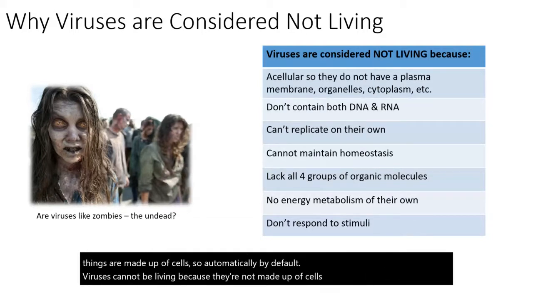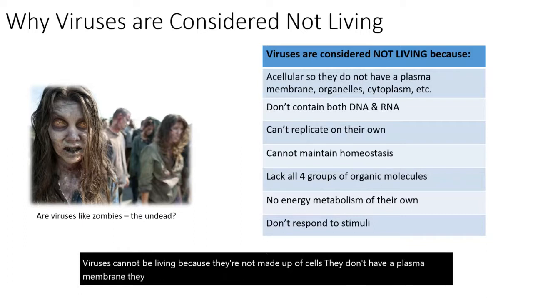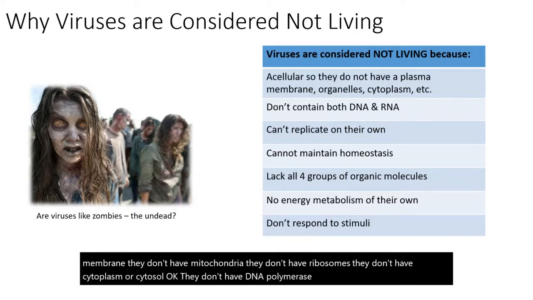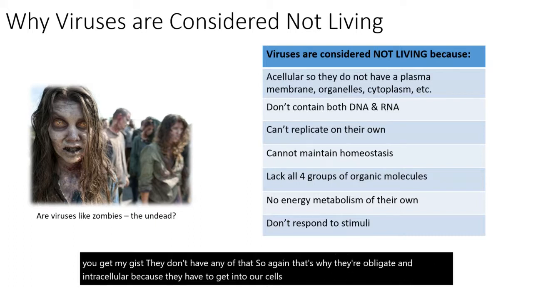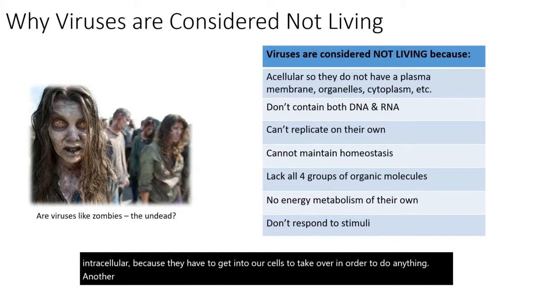They don't have a plasma membrane. They don't have mitochondria. They don't have ribosomes. They don't have cytoplasm or cytosol, okay? They don't have DNA polymerase, RNA polymerase, transfer RNAs. You get my gist. They don't have any of that. So again, that's why they're obligate and intracellular, because they have to get into our cells to take over in order to do anything. Another reason viruses are not considered living is because they don't contain both DNA and RNA.